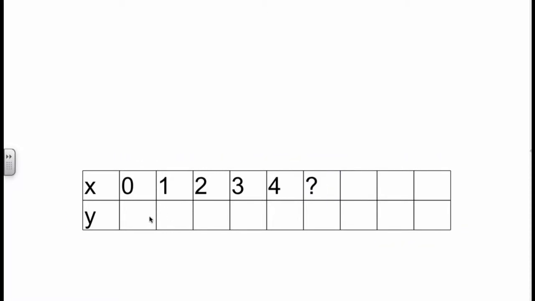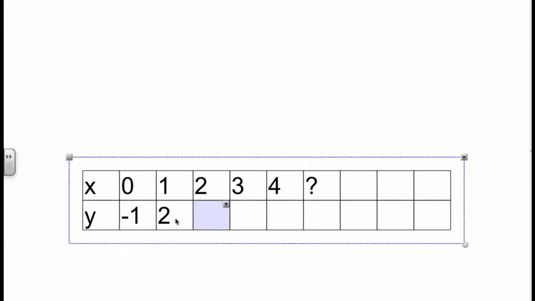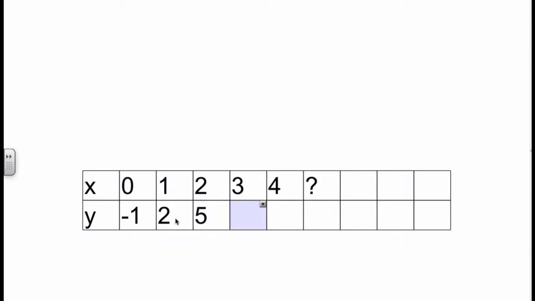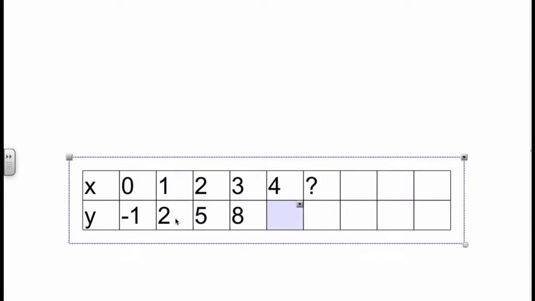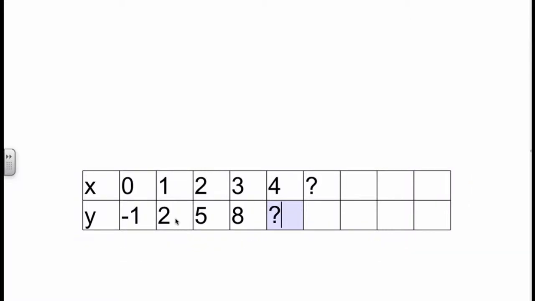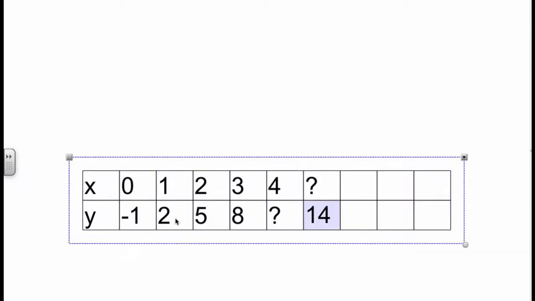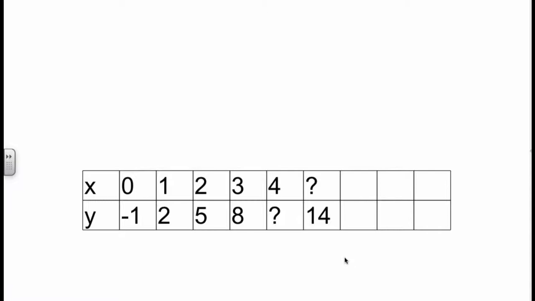Negative 1, 2, what's the next one after that? 5. Okay. 8. What's the next one? Blank. Blank and 14. What number is this? This is number 24. Are we going to go up to 24? I don't remember. But it'll be important for you to write this down nonetheless.